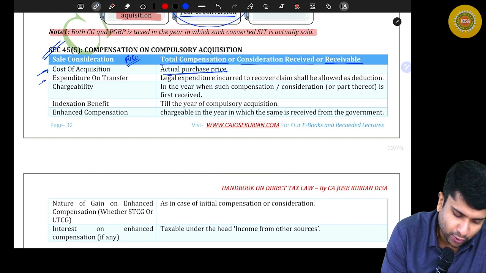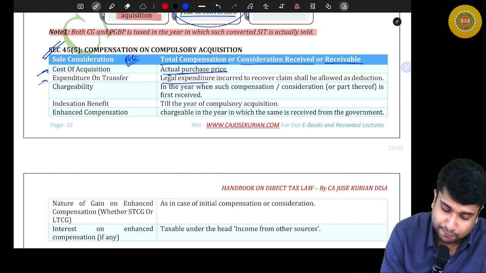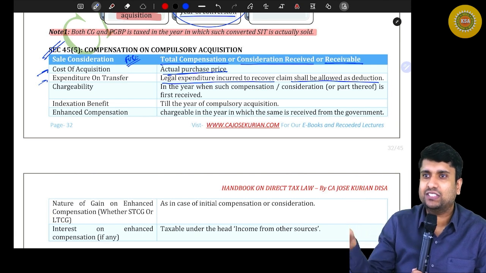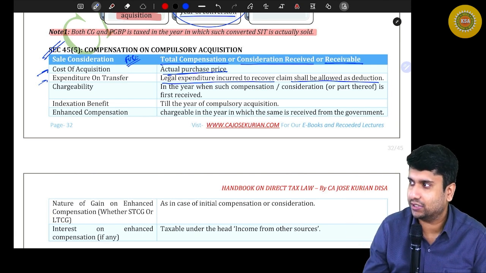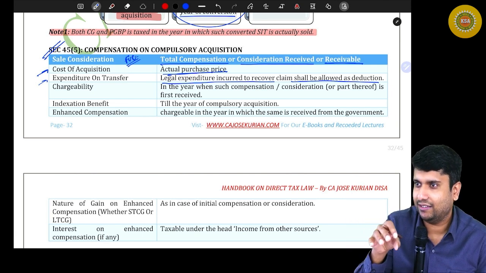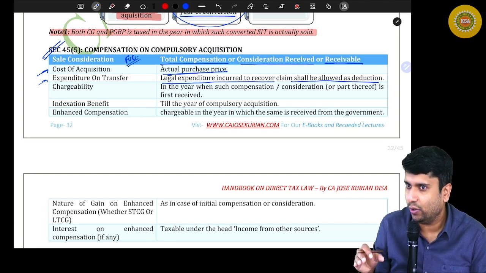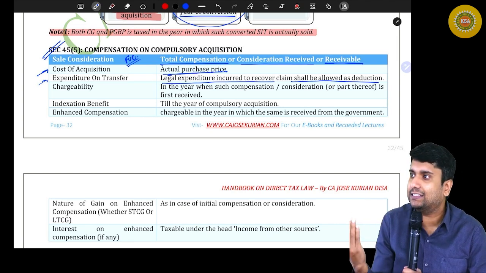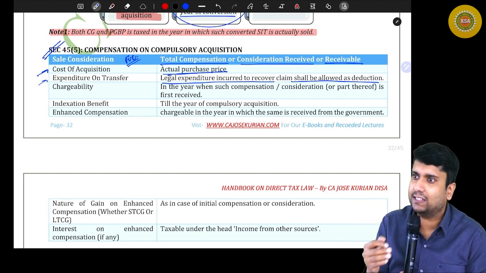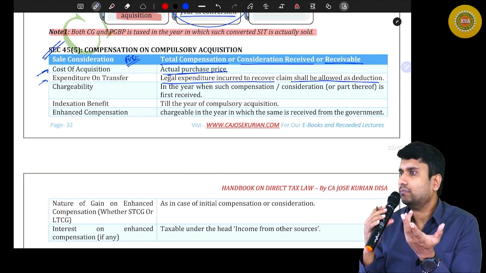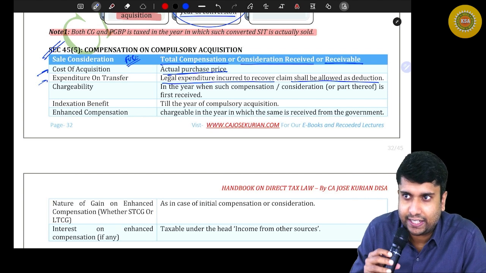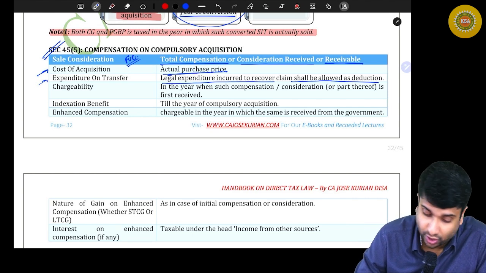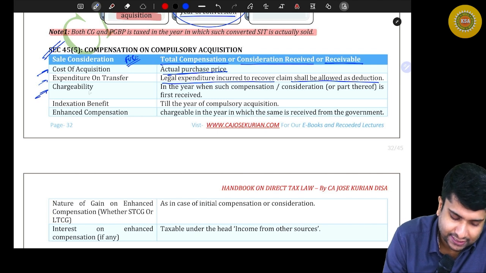Now, how about the expenditure on transfer? The legal expenditure incurred to recover the claim shall be allowed as deduction. In compulsory acquisition, there won't be any brokerage and all, because the government is directly coming in acquiring your asset. But there can be legal charges for your negotiations and other things. There can be legal charges that you are incurring, and that legal charges you can definitely deduct as expenditure on transfer.